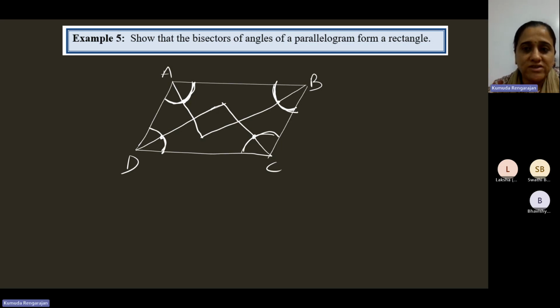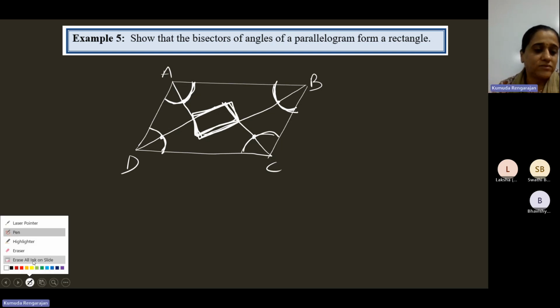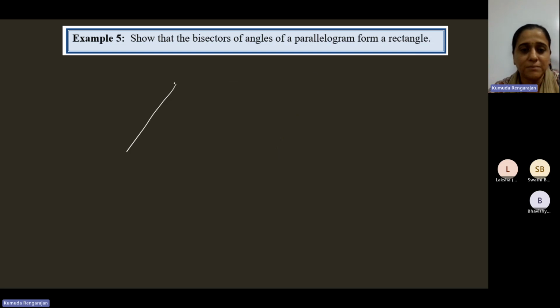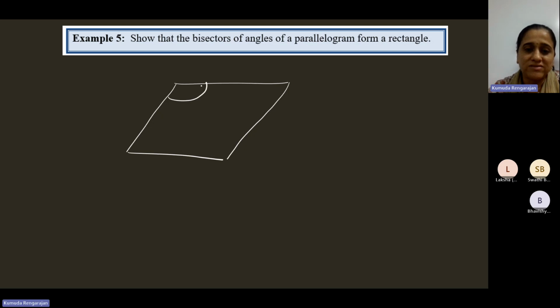Now you need to prove that this one is a rectangle. The bisectors form a rectangle. You should prove that this one forms a rectangle. Okay, 1 second. I'll just show you again. See here. When you draw the bisector of this angle, it will go like this. It will go for this angle.